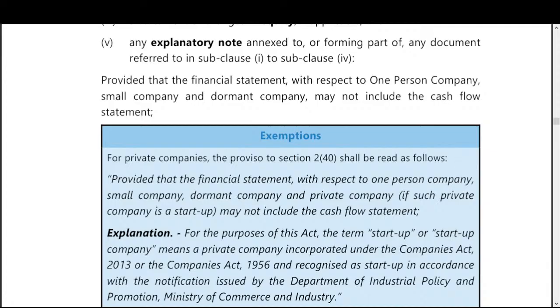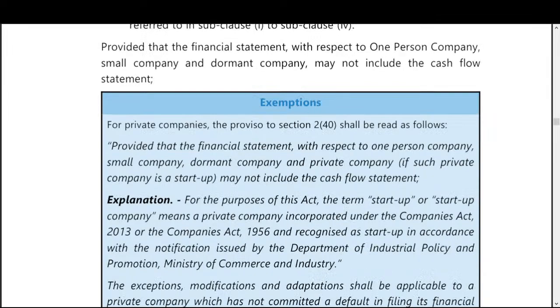Exemptions for private companies: the proviso to Section 240 shall be read as follows: provided that the financial statement with respect to one person company, small company, dormant company, and private company, if such private company is a startup, may not include the cash flow statement.